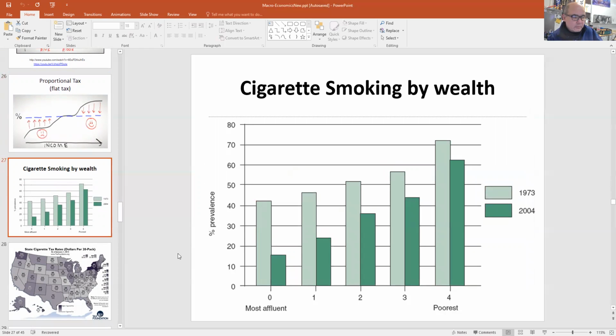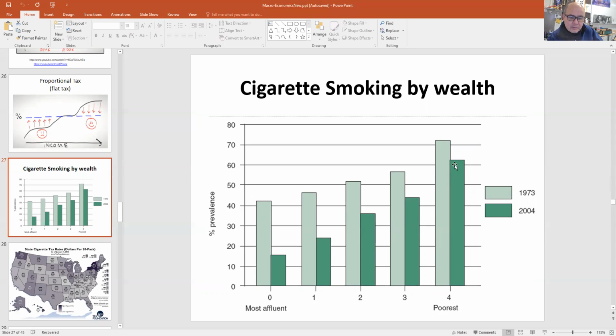I want to briefly give you an example of an extremely regressive tax, which is the cigarette tax, the tobacco tax. Now, these are a little bit older numbers, 1973 to 2004, but in the 70s, a lot of people smoked, and the difference between the richest and the poorest was not very significant. After a lot of educational campaigns about how smoking is bad for your health, by the early 2000s, smoking in general was severely cut back.